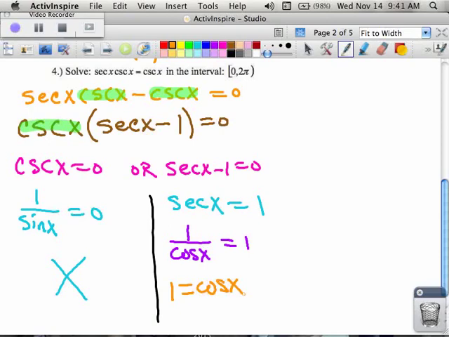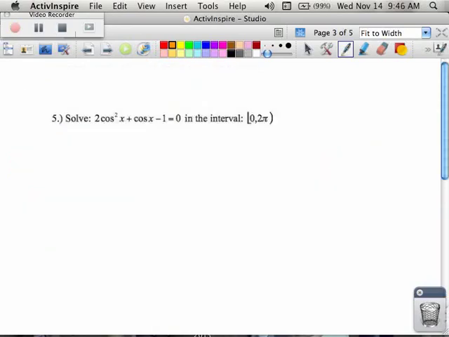Now, I want to tell you something kind of important in this problem. Take a look up here. Do you see how there's a parentheses around the 2 pi? They're saying 2 pi is not included. So you would have to give an answer of 0. And the moral of the story here in this problem is we did all that for nothing.